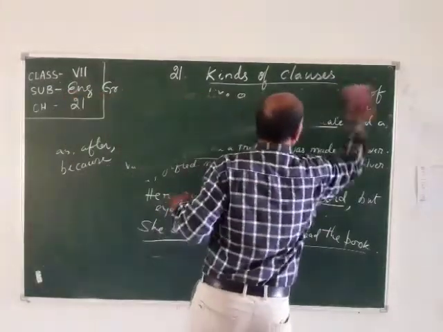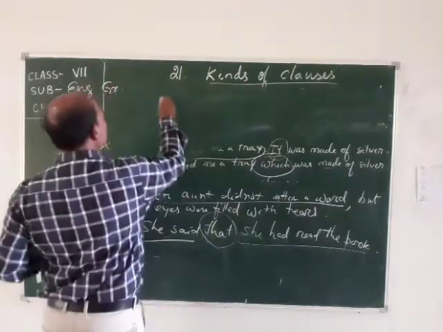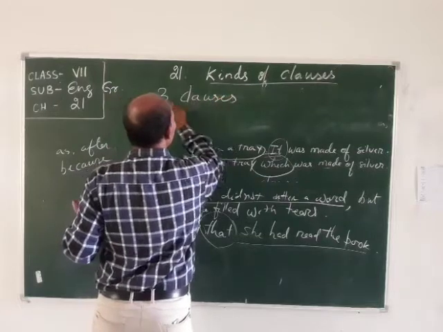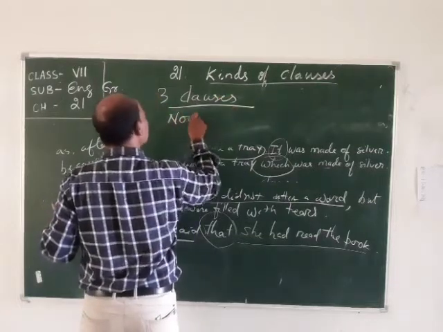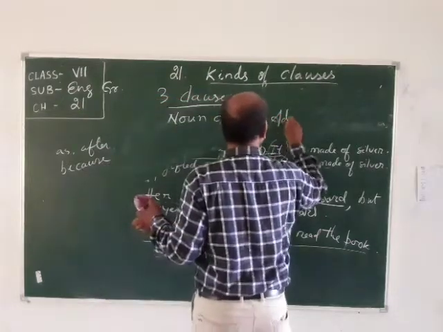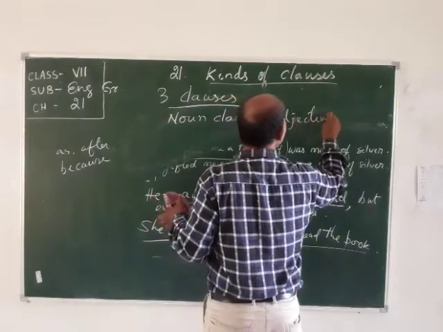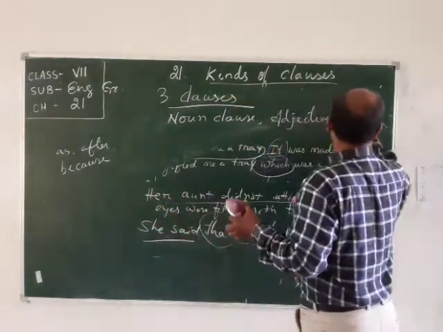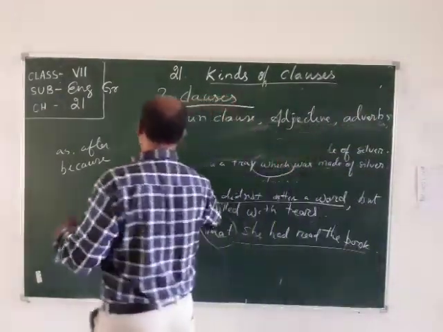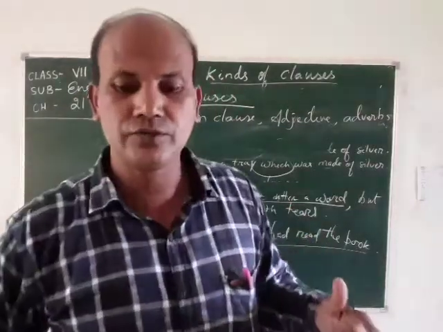Did you know there are three types of clauses? What are they? One is the noun clause. The second one is the adverb clause. The third is the adjective clause. We shall discuss them one by one. So you all understand what I told you.